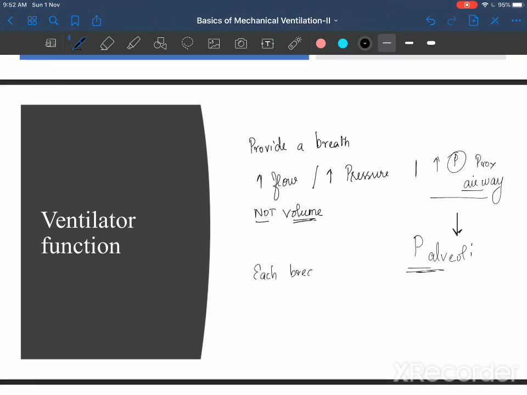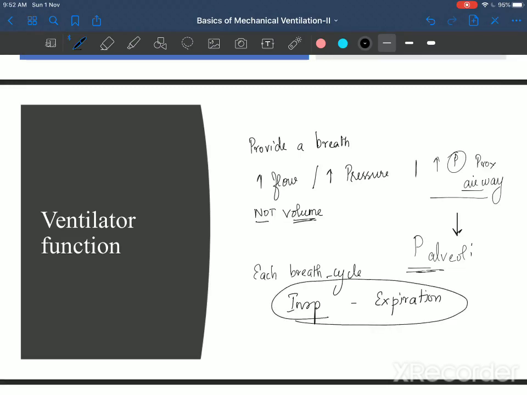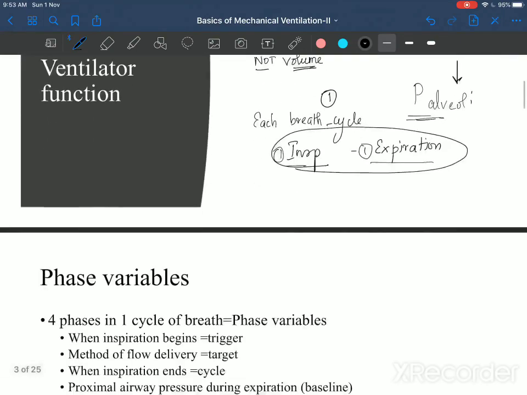Each breath happens in a cycle. There are two parts, inspiration and expiration. Correct? So both of them together is called one breath cycle. So when you say the patient is having 30 breaths per minute, it means there are 30 inspiratory and expiratory cycles, each cycle having one inspiratory and one expiratory component.